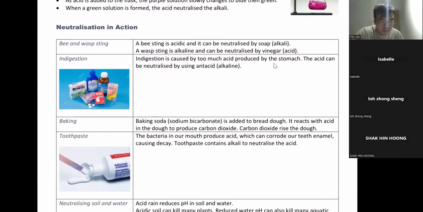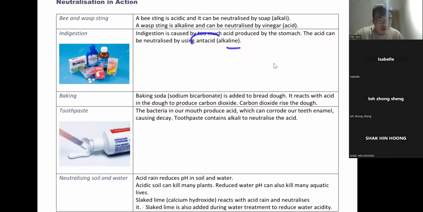Okay, so neutralization in action. You have your bee and wasp sting. Like I said, a bee sting is acidic, so you need alkaline. If you got stung by a bee, you put alkaline on it. When you are stung by a wasp, you put acid on it. It's the other way around, so don't get it wrong. In digestion, when you have too much stomach acid, you put in alkaline, which is antacid. In baking, we use baking soda. We add it to bread dough. It reacts with the acid to produce carbon dioxide, and it will raise the dough, make the bread taller.